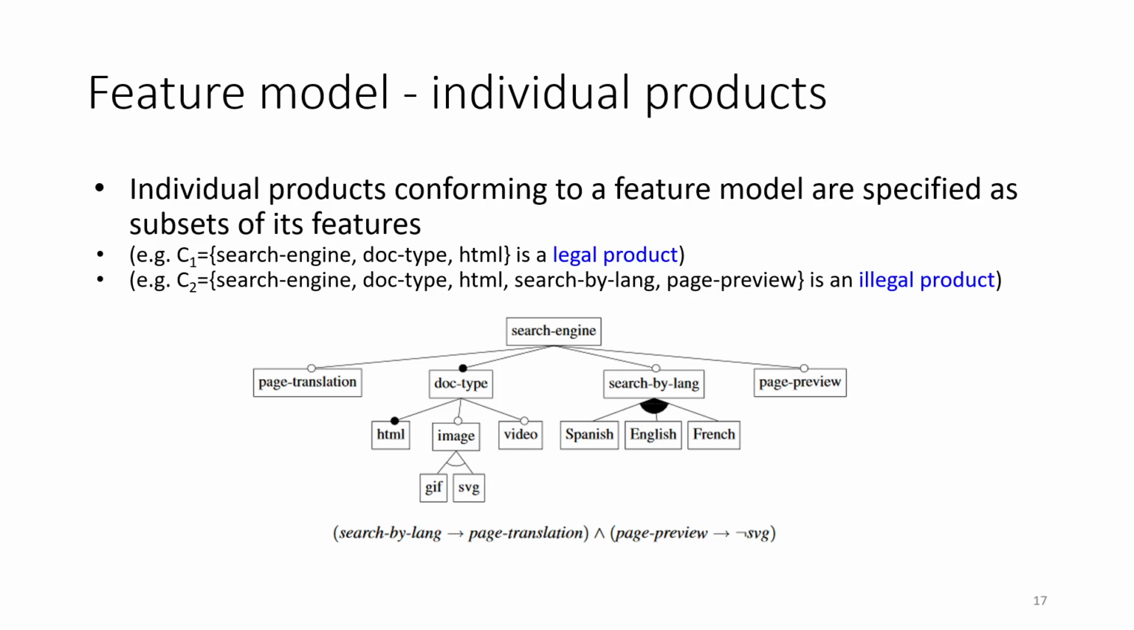Because it's mandatory. If you have a search engine, you need a doc type, right? So that's a feature that appears in every single product. There's no way around it. Search engine, yeah. So which other one? Search by language is actually optional. So we have an example of a product here which doesn't have it. So it's not a common feature because there are some products which don't have it. So I think search engine, doc type, HTML are the only common features that have to appear in any product. But sometimes it's not that easy to see these things.